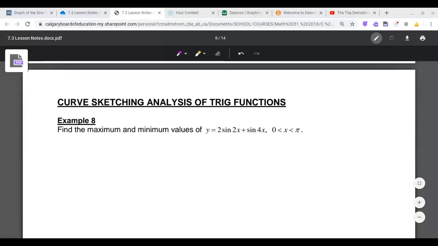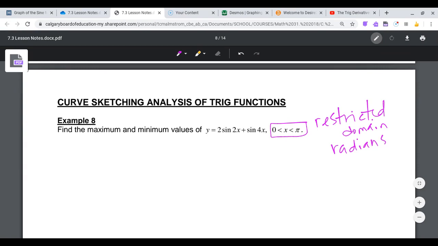Curve sketching. Example 8 asks us only to find the max and min values, so I don't have to do a full curve sketch analysis here, but I will need to take my first derivative and find my critical numbers in order to do this question. A couple of things to note: I'm working in radians on a restricted domain, so I'm only looking at 0 to pi, and my answers should be in radians.